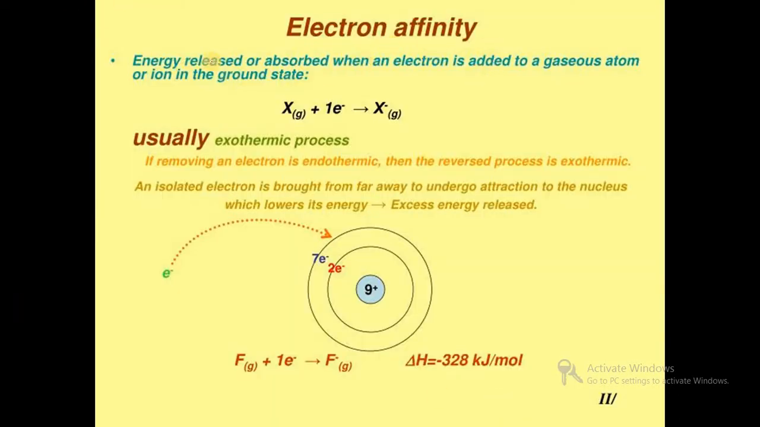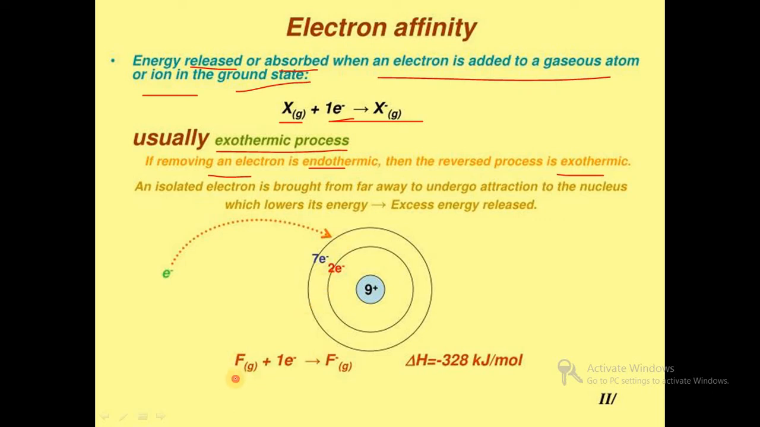So electron affinity means the energy released or absorbed when an electron is added to a gaseous atom or ion in the ground state. For example, when X in the gaseous state accepts one electron, we get the respective anion, and the process is always exothermic, which is represented by a negative sign. If removing an electron is endothermic, as in the previous case of ionization energy, then the reverse process is exothermic. So here one electron is added to the outermost shell.